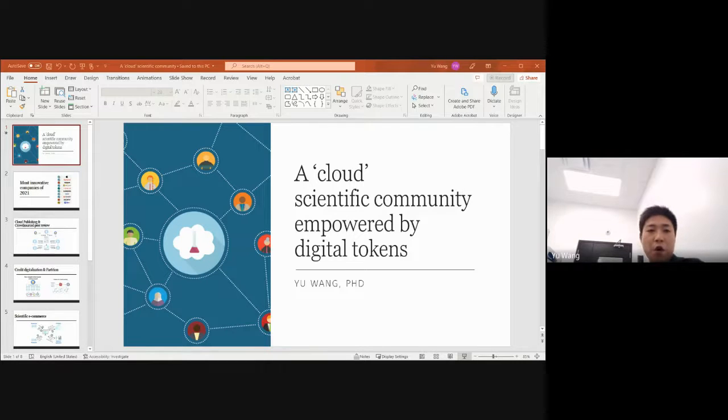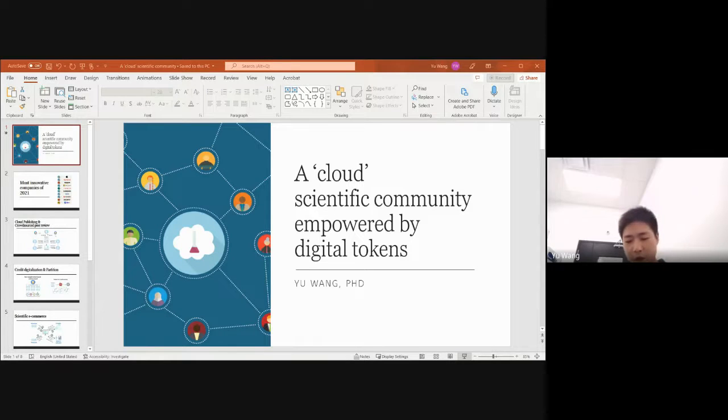The second part is credit digitalization and partition. Beside the publishing system, another big problem in academia is how to share credit. I think right now the system is mostly winner takes all, or it's distributed equally. Mostly, winner takes all.